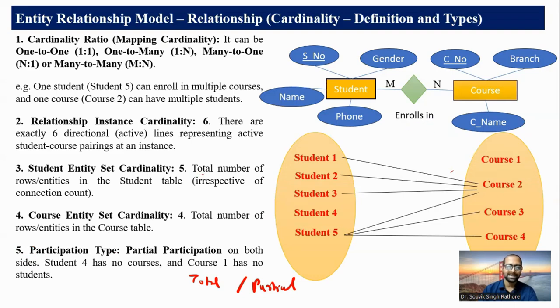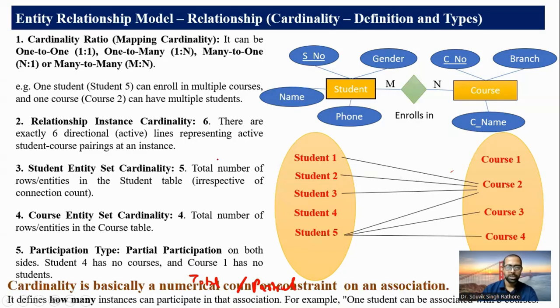Let me quickly highlight the key points of this slide. The important idea from this slide is that cardinality is basically a numerical constraint on an association. What do I mean by that? It tells us how many instances of one entity can participate in a relationship with the instances of another entity. For example, one student can be associated with 3 courses. This statement is about the cardinality.